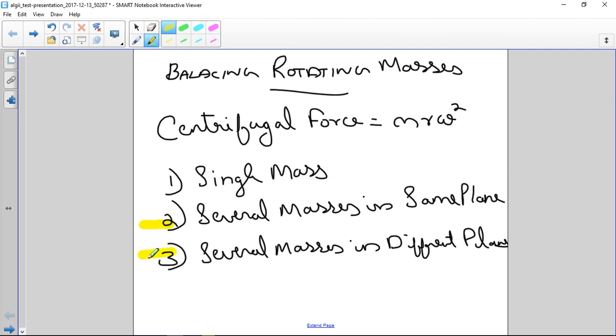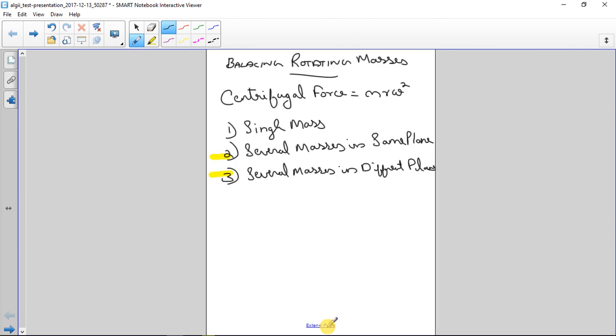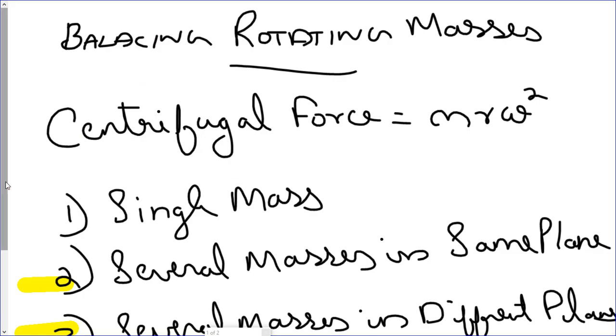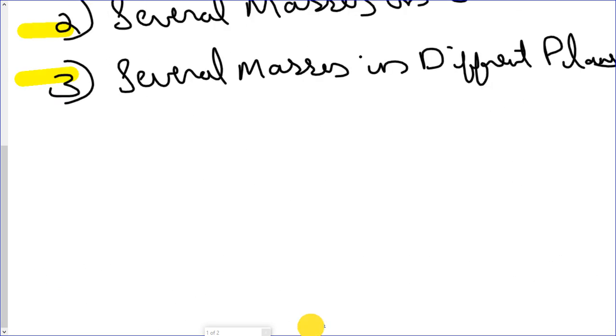Mostly it is asked from part 3, but you can expect it from part 2 also. That is several masses in the same plane. Single mass, you will not be getting any questions, but it is necessary to learn it so that you will understand how to solve the other ones. So now we will go on about how to deal with balancing of a single mass first. Then we will further learn how to do it for several masses.